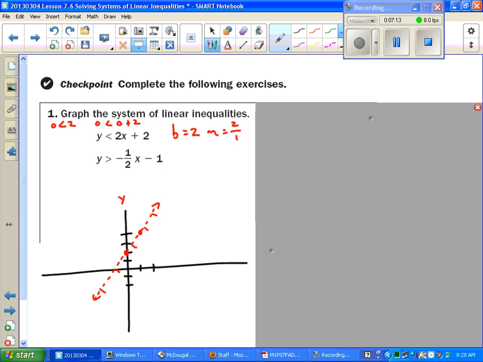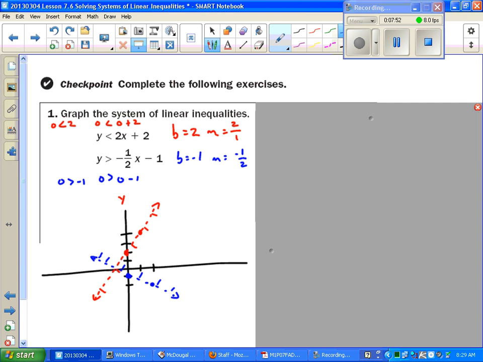The second inequality, your b value is negative 1, and your m value is negative 1 over 2. So begin at negative 1. M tells you to go down 1 and over 2 for your second point. And again, that's greater than, not or equal to, so a dashed line, that would look like so. And then check the truth value. 0 is greater than anything times 0, which is 0, minus 1. 0 is greater than negative 1. That's true as well. So everything on this side, the same side as the 0, 0 side.